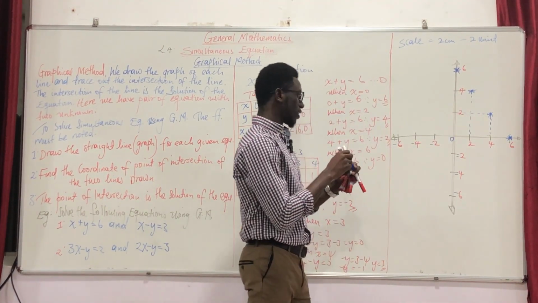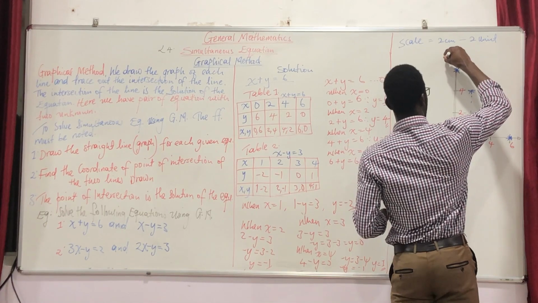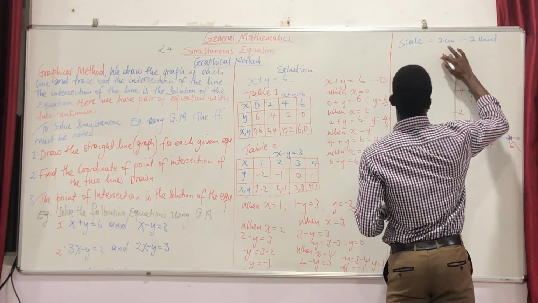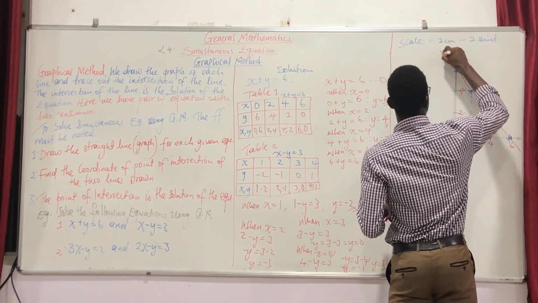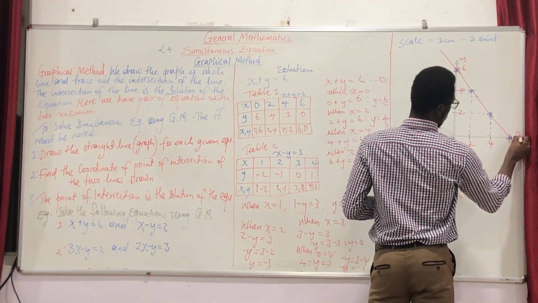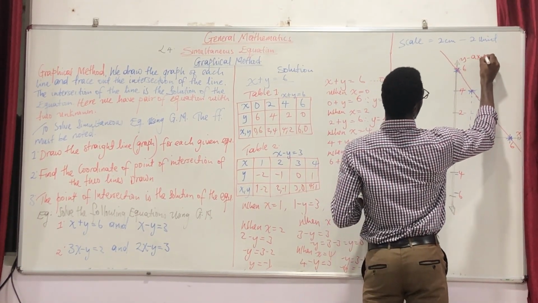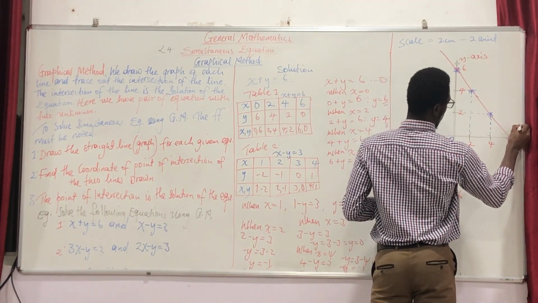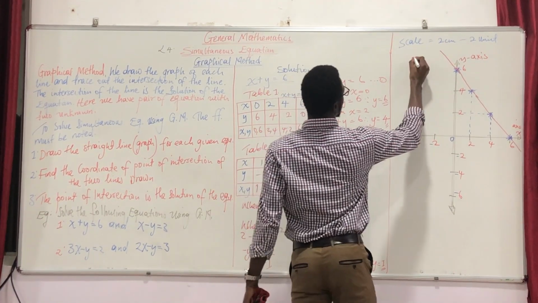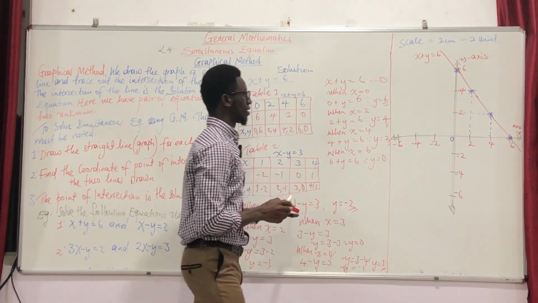So now what we do, we trace this line. You can join these points to make this graph. Don't forget to label: this is your y axis, and this is your x axis. The equation of this one is x plus y equals 6. Now we are done with this first equation.